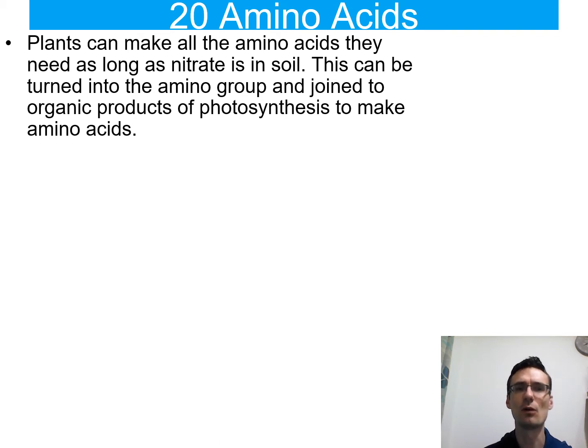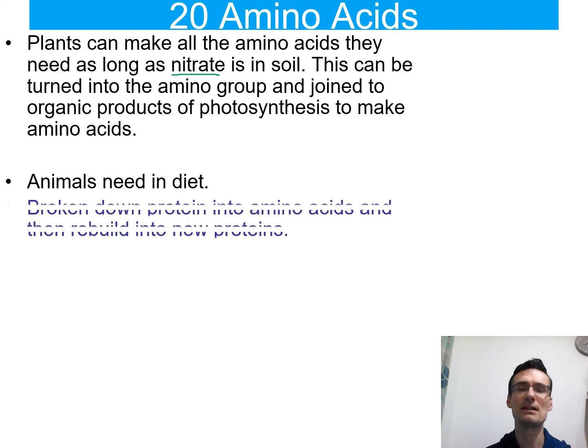Plants can make all the amino acids they need as long as there is the essential nitrogen in the soil, so the nitrate in the soil, to make that NCC backbone. And this can be turned into the amino group, the amine group, sorry, and then they can join the products of photosynthesis and can be attached to different molecules to make amino acids.